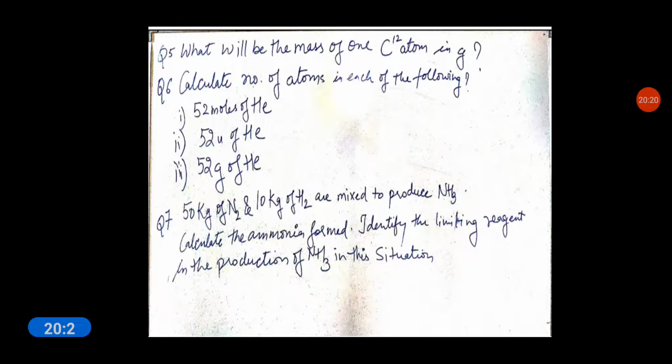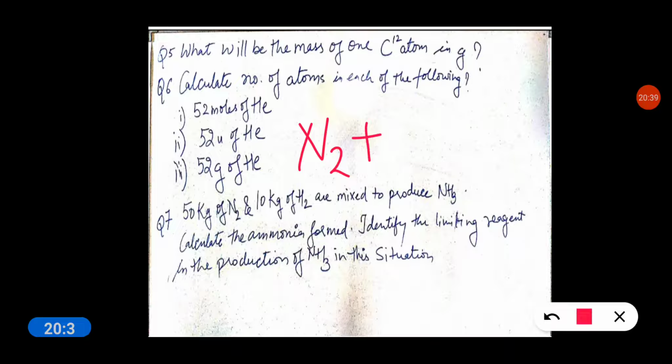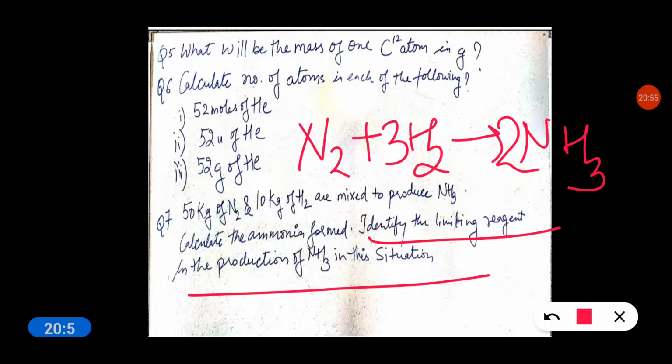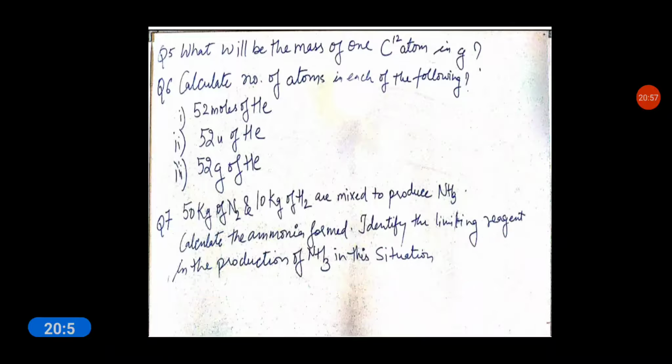Try to solve these questions of stoichiometry. What will be the mass of 1 carbon-12 atom? Calculate the number of atoms, which is related to the mole. And 50 kg of N2 plus 10 kg of H2 are mixed to produce ammonia. Calculate the ammonia formed. So here you will write the reaction N2 plus H2 gives NH3. Balance it. So now you will start with this reaction. Identify the limiting reagent and the amount in the production of ammonia. Try to solve these three questions.